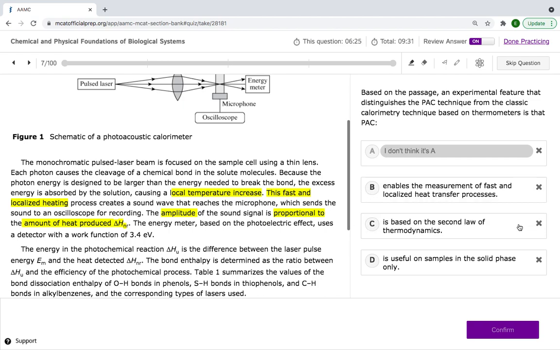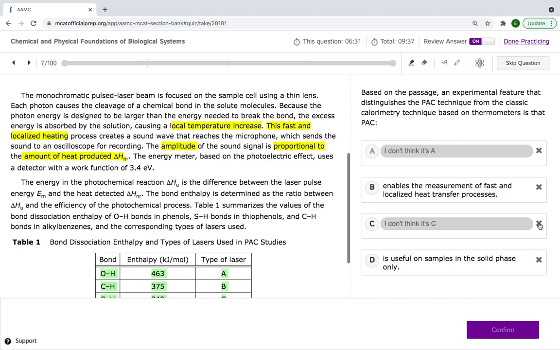Remember, if you're looking at an answer choice and you're like, okay, this doesn't sound right, you chop it out right away. I don't care. You don't keep reading it. You're gonna read it and then you're gonna be like, oh my god, this might be right, and then you'll mess up. So just chop it out. Boom. It's useful on samples in the solid phase only.